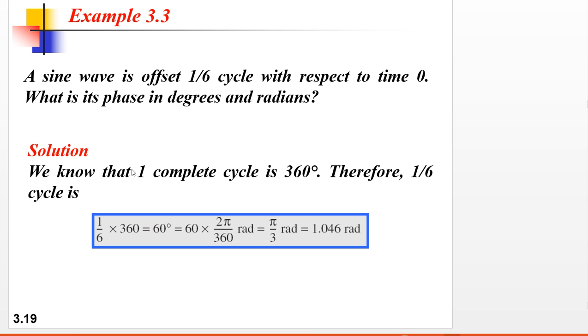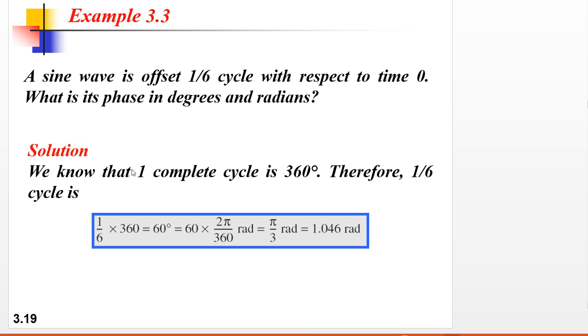One example is given here. A sine wave is offset 1/6 cycle with respect to time 0. What is its phase in degrees and radians? I have already told you phase can be measured in two ways, degrees or radians. We know one complete cycle means 360 degrees. Therefore 1/6 of a cycle is 1/6 times 360. If you multiply 1/6 by 360, you will get 60 degrees.